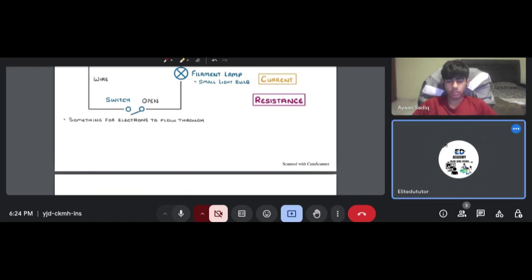Okay. Now tell me the basic idea of the current. Current is the flow of electrons throughout the circuit. Very good. Flow of electrons or flow of electric charges. In which unit is current measured? Amperes. And then give me the explanation of the current according to the circuit. What do you think about the resistance?